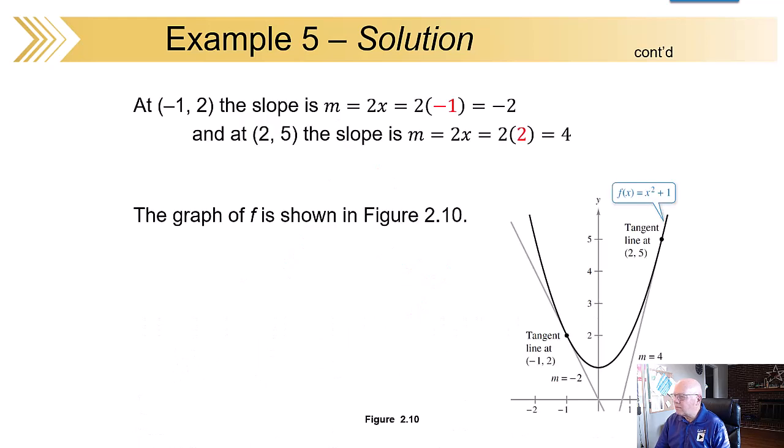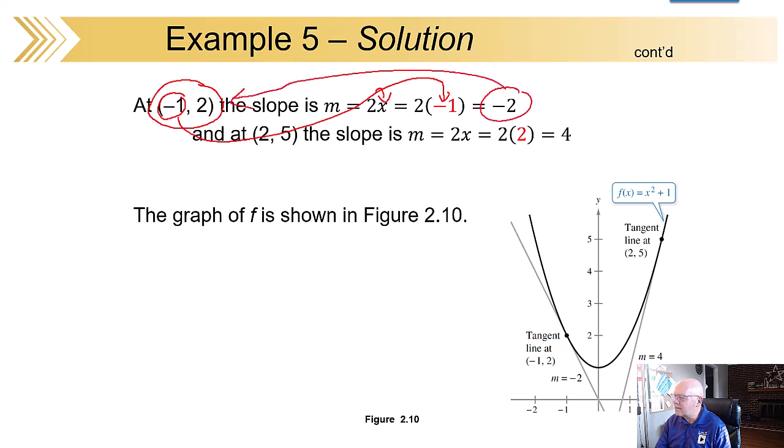For the specified points, first of all, this point, notice the x is at -1. So we put the -1 in for the x. Multiply that out. The slope here is a -2. For 2, 5, the x is 2 here. So we put 2 in for the x, and the slope there is a 4.